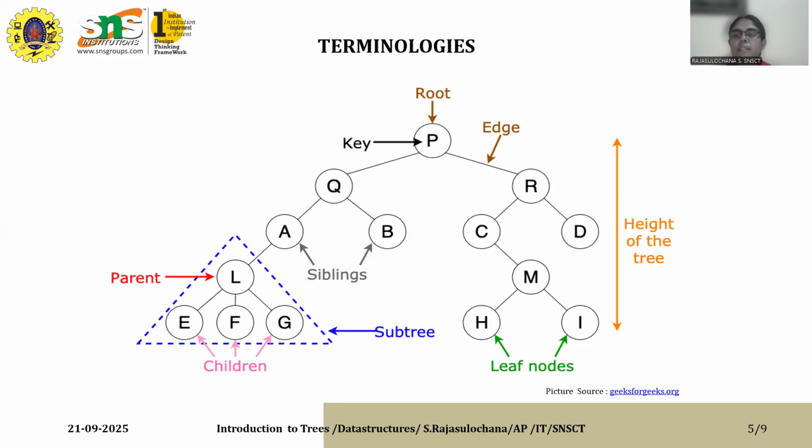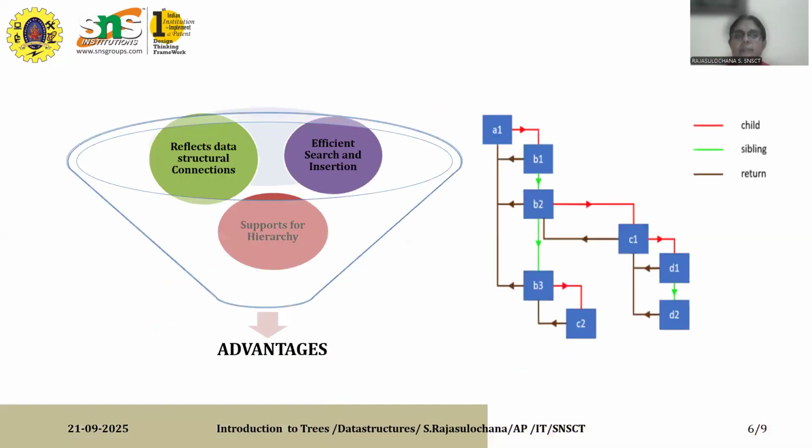The height of the tree is the number of edges from a particular node to its leaf. Depth of a node is the number of edges from the root to the particular node. Any part of the tree is considered a subtree. Nodes that have no children are considered leaf nodes. So these are the various terminologies that we use in tree ADT.